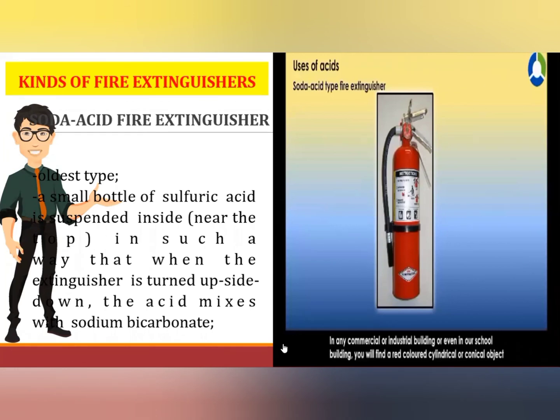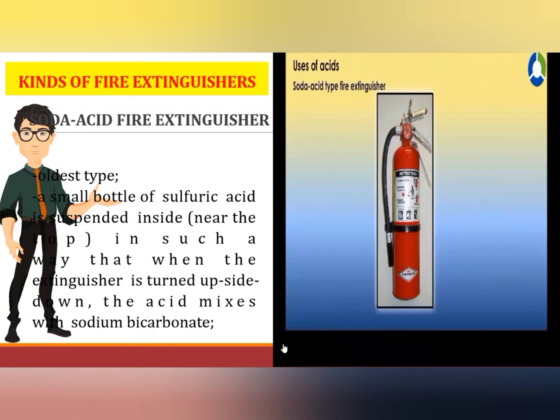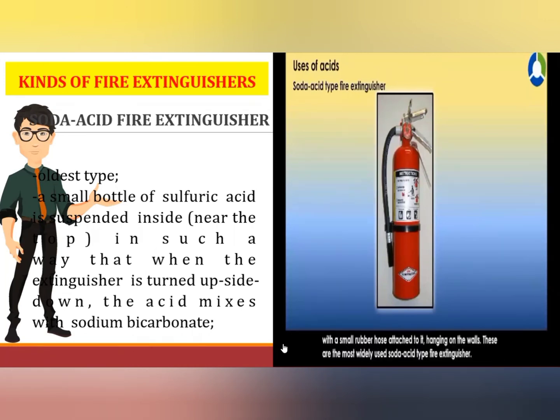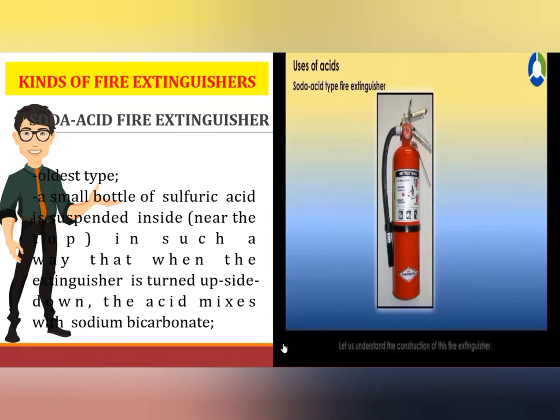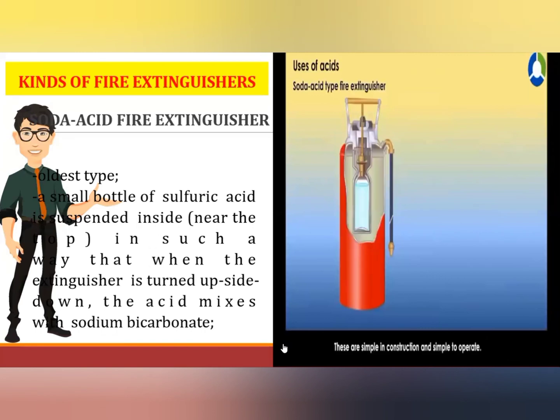Soda acid type fire extinguisher. In any commercial or industrial building, or even in our school building, you will find a red colored cylindrical or conical object with a small rubber hose attached to it hanging on the walls. These are the most widely used soda acid type fire extinguishers. Let us understand the construction of this fire extinguisher. These are simple in construction and simple to operate.